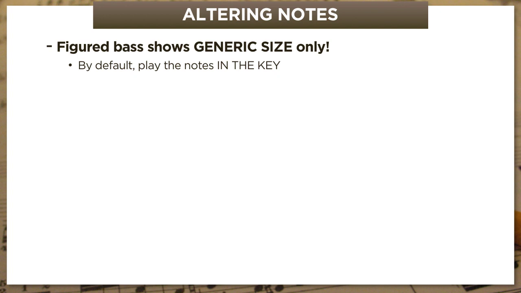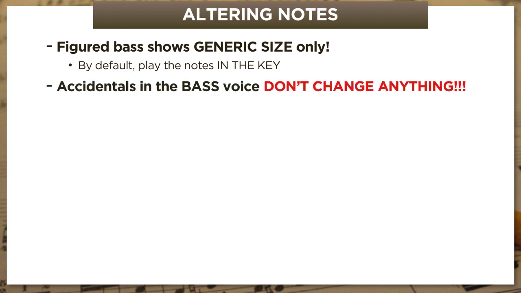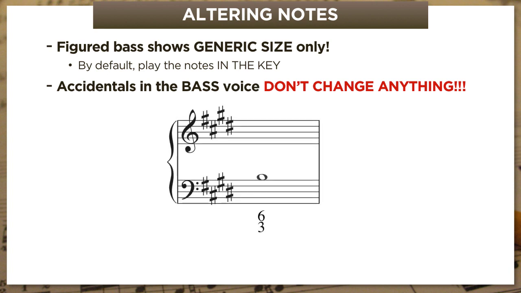One more point about altering notes. Accidentals in the bass voice, like on the actual bass line, don't change anything about how you realize the chord above it. So, a student who learns figured bass, feeling confident, sees this, knows how they realize it, and feels great. The composer adds a sharp to the B, and the students freak out. Now they're wondering, well, do the upper voices now go up an extra note too? Does the whole thing sharpen somehow?